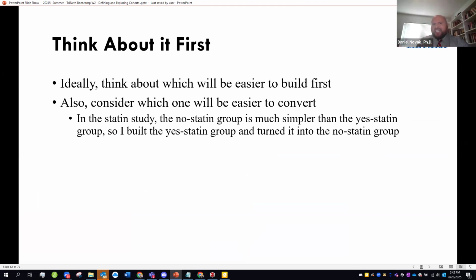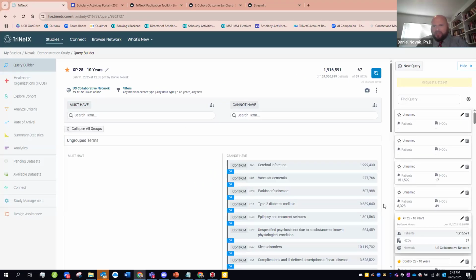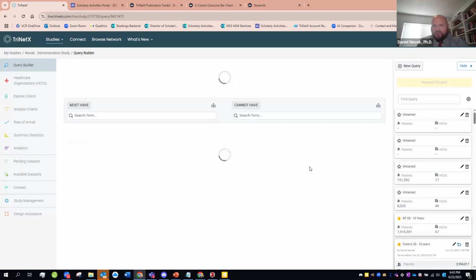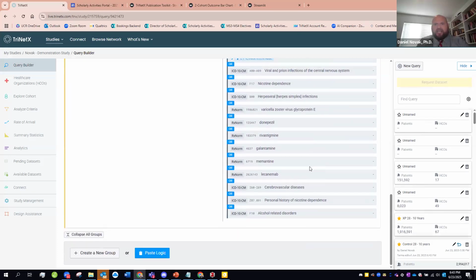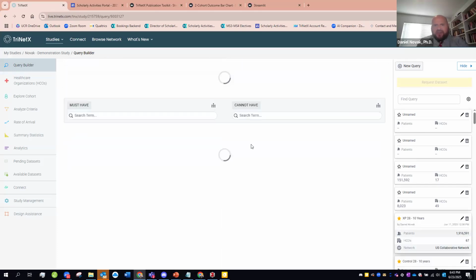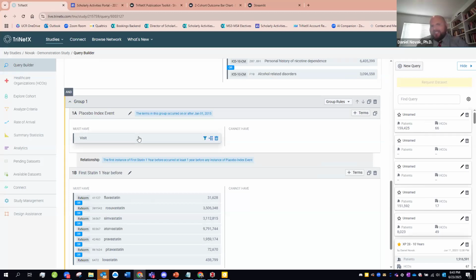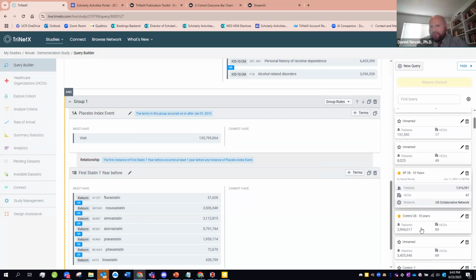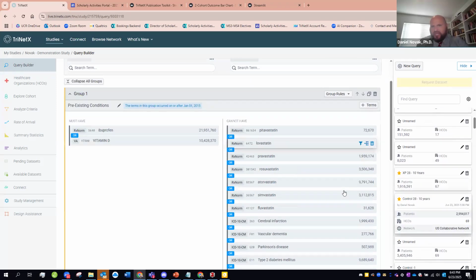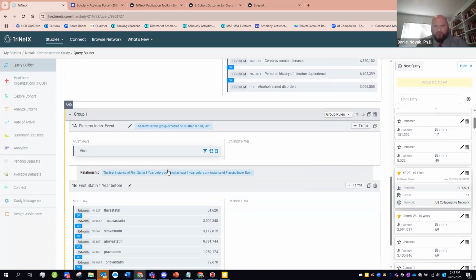So in the statin study, as you can see, I have in my control cohort a lot of different kinds of ungrouped features. And in my statin cohort, it was a lot easier to basically start with that and add in my features. So I really just cloned my control group and added some additional time relationships in there to really make it work well.